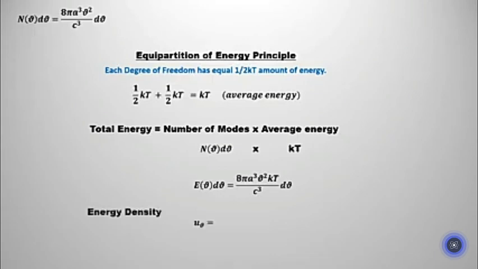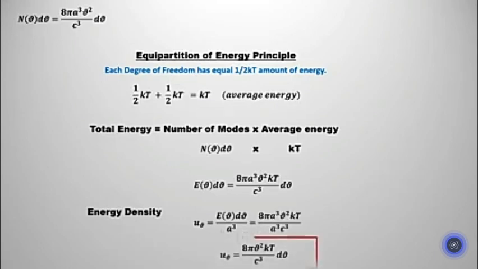To calculate the energy density in the cavity, let's divide the energy with the volume of the cavity. So the energy density will be 8 pi nu square kT by c cube d nu. This indicates the energy density is proportional to the square of the frequency. This is called Rayleigh's law.